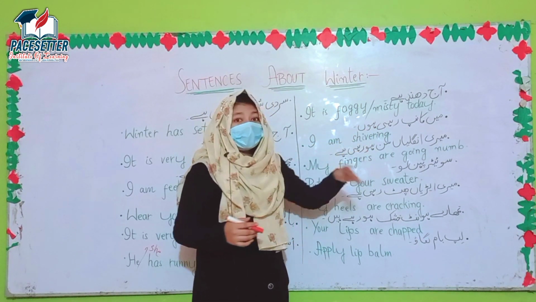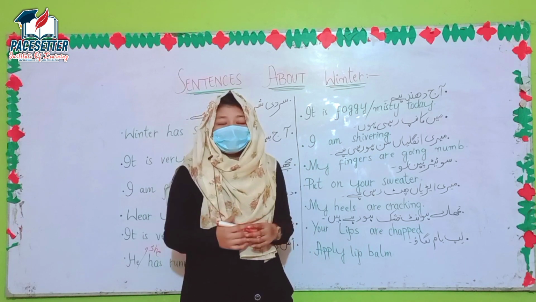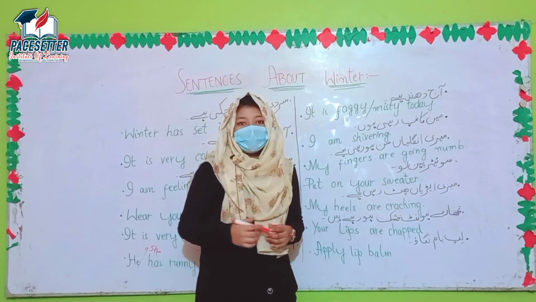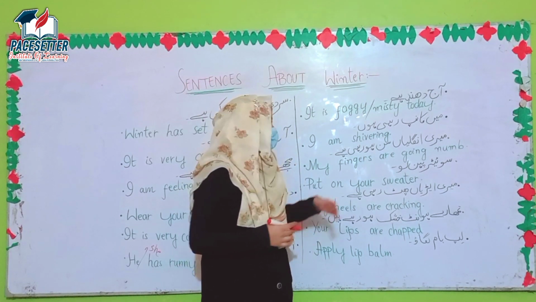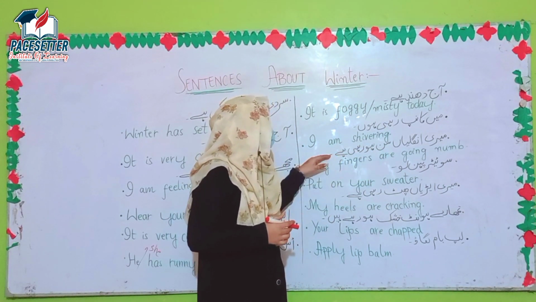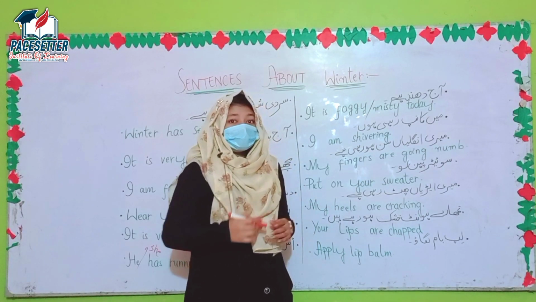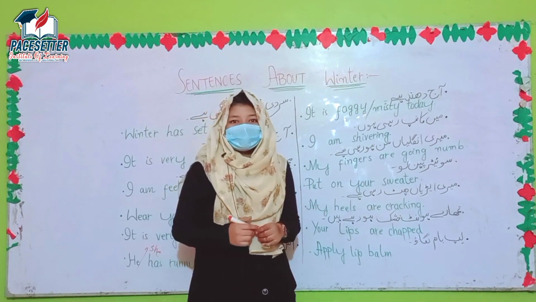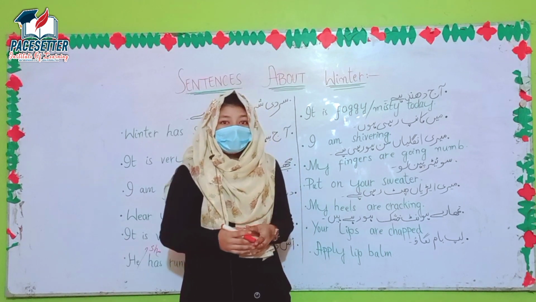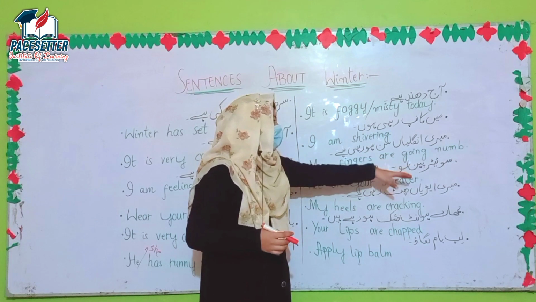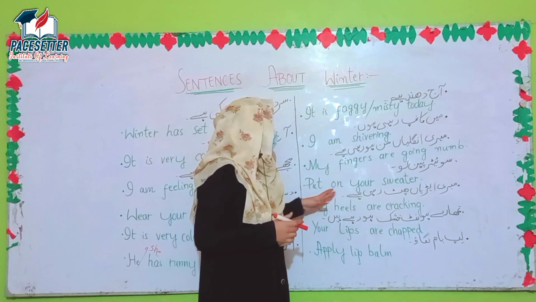I'm shivering because of the cold and because of the winter season. You are shivering. That's why you should use blankets. "Meri ungliyan sun ho rahi hai." My fingers are going numb because of the winter season. "Bahut se bacche aise hote hain jinki ungliyan kaap rahi hoti hai," means their fingers are going numb. My fingers are going numb. "Sweater pehen lo." Put on your sweater.